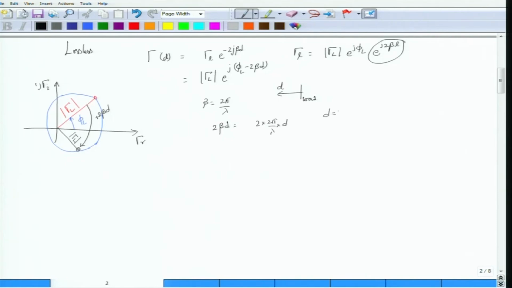Suppose you move d equals lambda by 2 away from the load. With d equal to lambda by 2, what would happen to the phase change? 2 into 2 pi by lambda into lambda by 2. So lambda cancels, 2 also cancels, and you get 2 pi, which means that after you have moved a lambda by 2 distance from the load, you are actually back to the same position. Now this actually makes sense, because we know that successive maxima or successive minima repeat on the transmission line with a periodicity of lambda by 2. Therefore, lambda by 2 bringing back to the same point makes sense, and this is calibrated on the Smith chart.